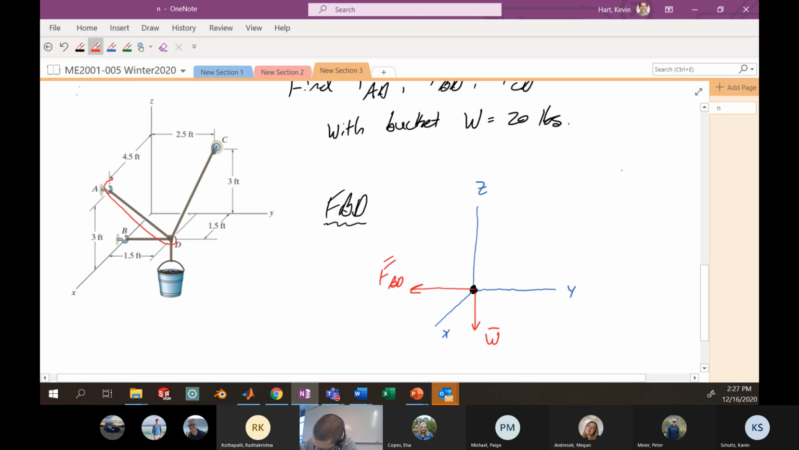I've got this one here coming off of D, just coming out at me. It's a little bit hard to draw this in 3D, but do your best. Here's FAD. And then finally we have CD pointing backwards. Again, a little bit hard to represent in 3D. Just do your best.